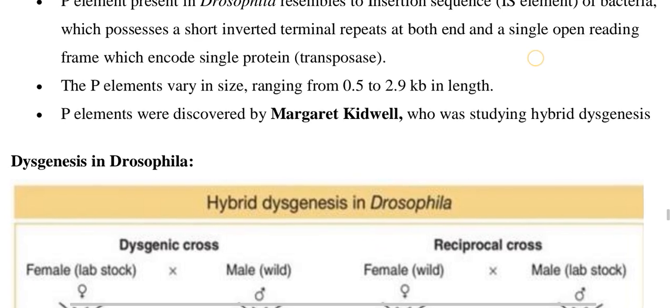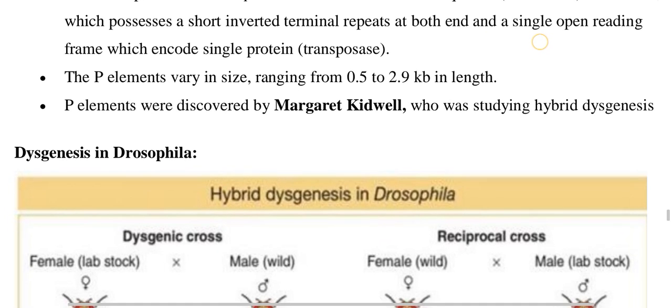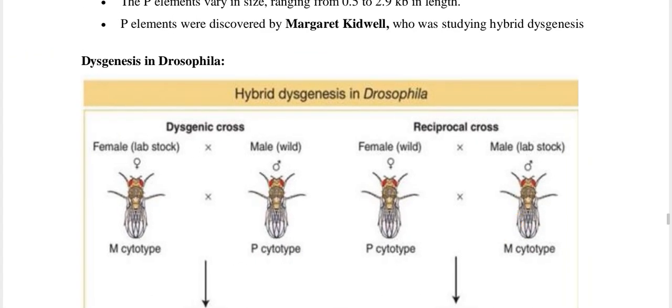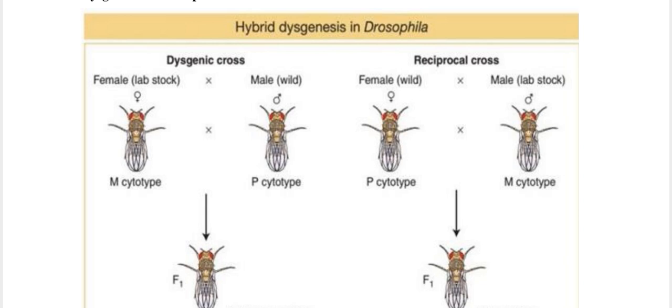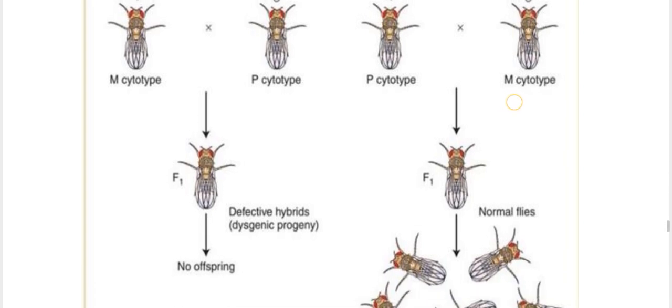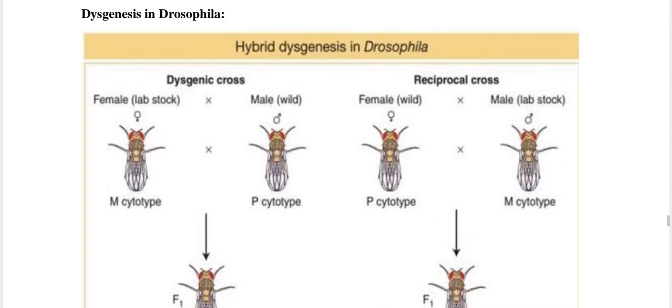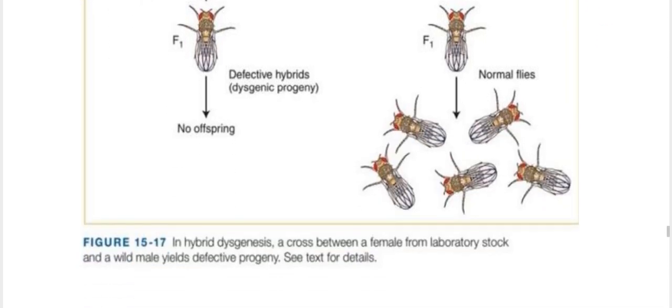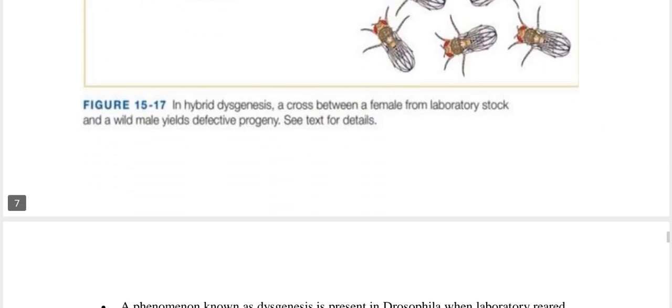P elements were discovered by Margaret Kidwell, who was studying hybrid dysgenesis in Drosophila. A dysgenic cross between a female from the laboratory stock and a wild male, M cytotype by P cytotype, yields defective hybrids, dysgenic progeny. The reciprocal cross, a wild female and a laboratory stock male, P cytotype by M cytotype, yields normal flies in F1. In hybrid dysgenesis, a cross between a female from the laboratory stock and a wild male yields defective progeny.